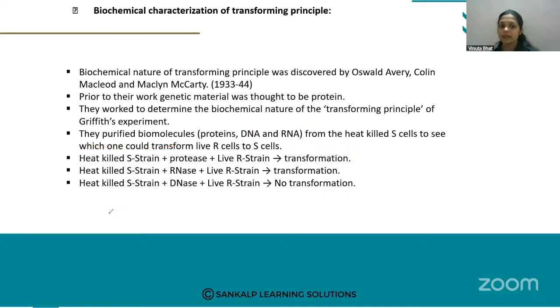What they did: they added S strain, the virulent, plus protease enzyme. They purified the biochemicals. Just imagine here, they added the biochemicals, protein, DNA and RNA. Inside this, just take this.